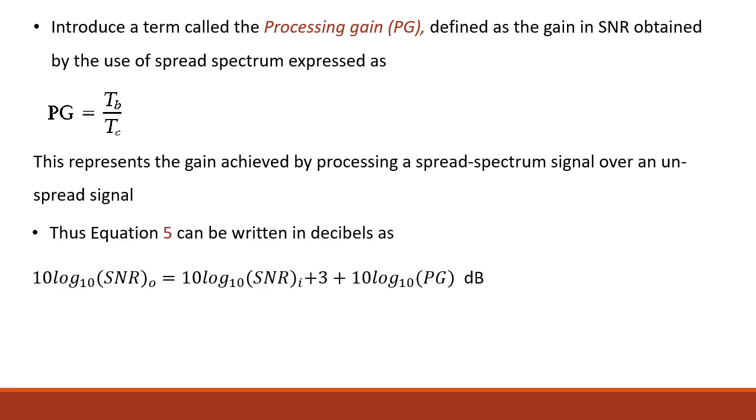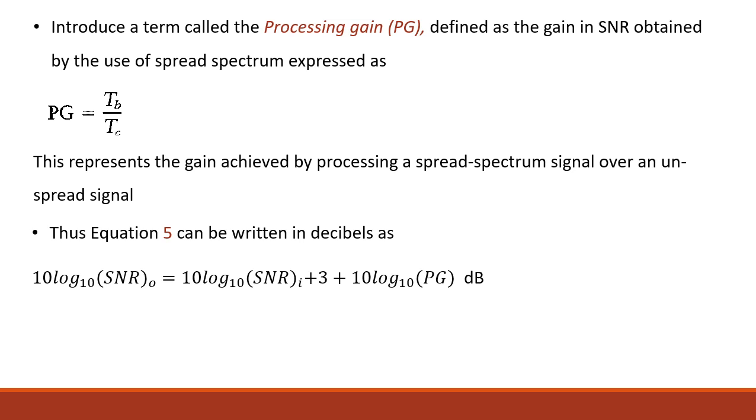So in equation 5 we can substitute for TB by TC in terms of the processing gain PG, and if we write equation 5 in decibels, we have the expression 10 log to the base 10 SNR at the output will be equal to 10 log to the base 10 SNR at the input plus 3 plus 10 log to the base 10 processing gain in dB. Here the 3 is nothing but contributed by 10 log to the base 10 of the factor 2 in equation 5.